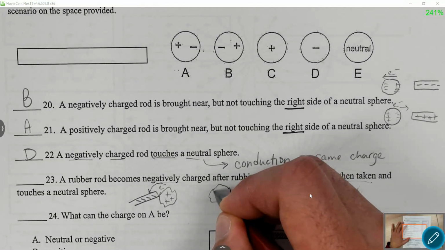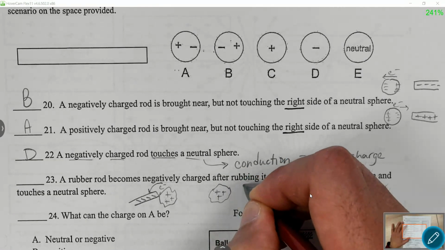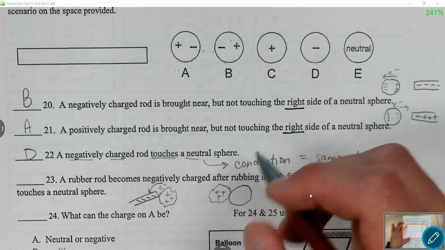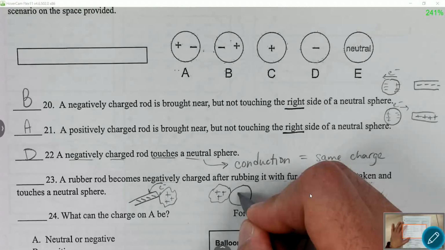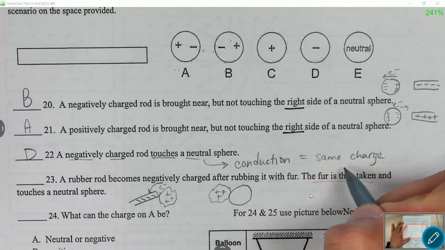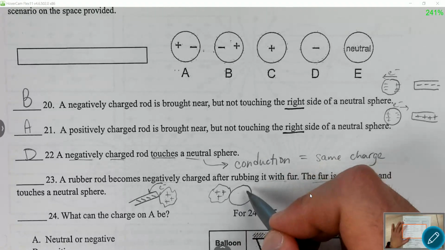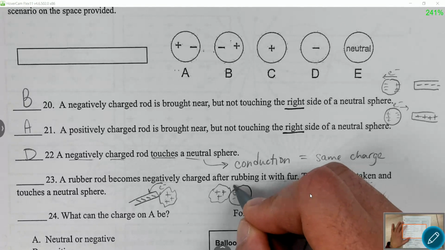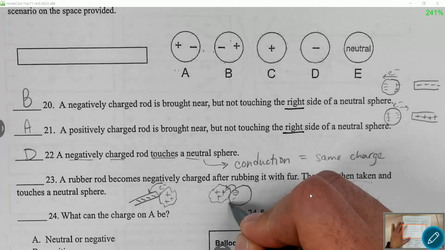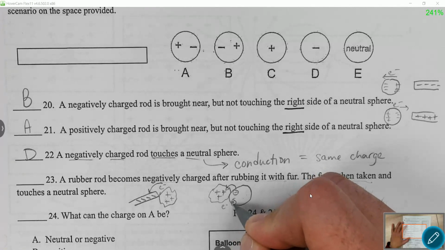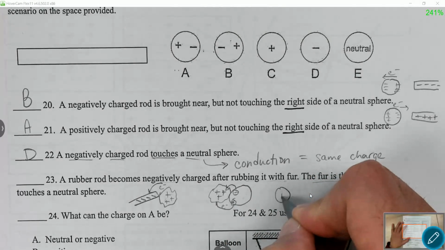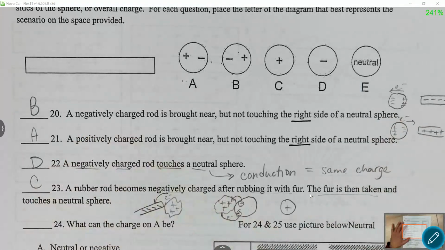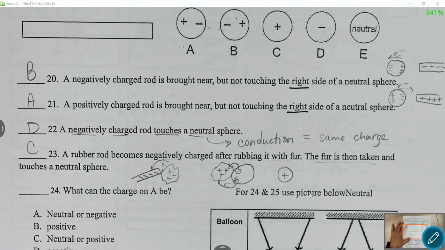Okay, and then if the fur, which is positively charged, touches the neutral sphere, what happens is it's going to wind up getting the same charge. Conduction is going to give the same charge. So the positive object touches this. What happens? Because the electrons are attracted to this, some of them jump over, and when you lose some electrons from here, it's going to be left overall positively charged, which would look like letter C.